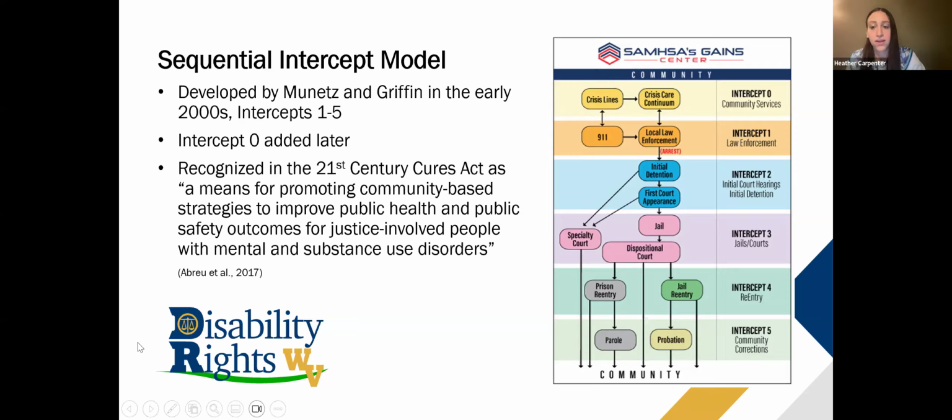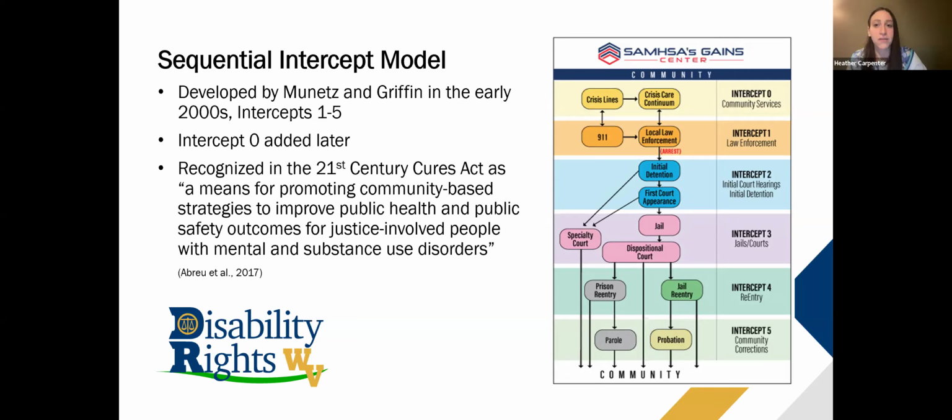And then intercept 4, you're looking at re-entry into the community, which is a major thing that Disability Rights dealt with, trying to help find places for people to go after they were released from prison, because releasing them into that same environment that they got in trouble in isn't really a good option for them. So really trying to find good places in the community for people to go is really hard. And then intercept 5 is community corrections, so that is things like probation and parole, what's happening after they are getting back into the community, getting settled in.